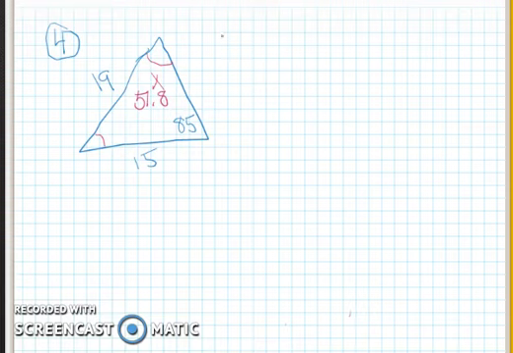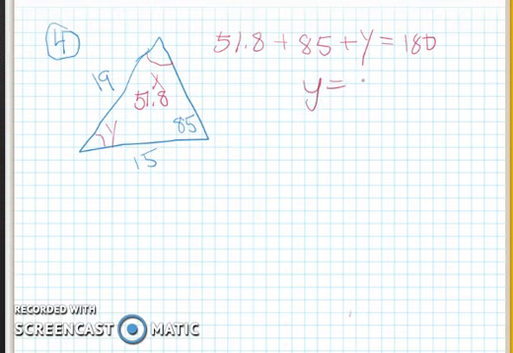Now I can find this side over here if I add 51.8 plus 85 plus the other angle equals 180. I can solve for the other angle. We'll call it not x, we'll call it y. And we'll do that now. 51.8 plus 85 gives me 136.8. Subtract that from 180. And we should get y equals 43.2. So this is 43.2. So we got 43.2, 51.8, and then we just need the final side.